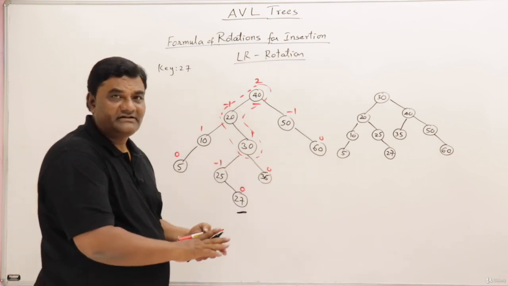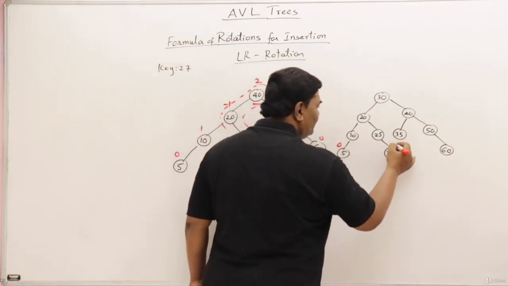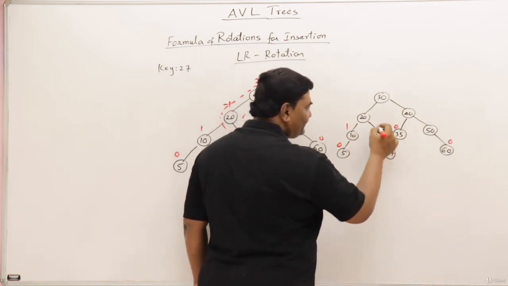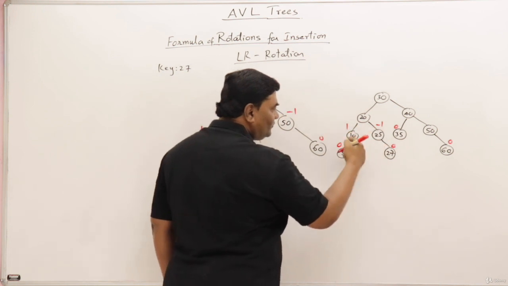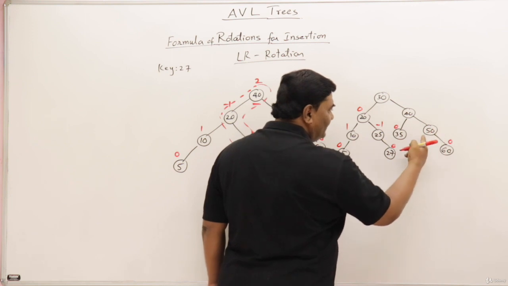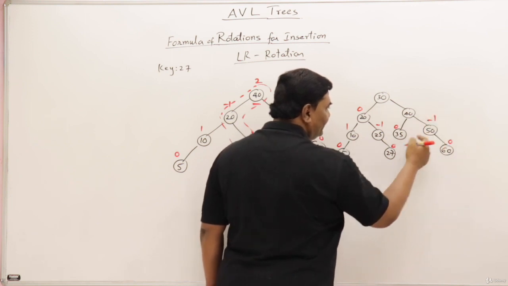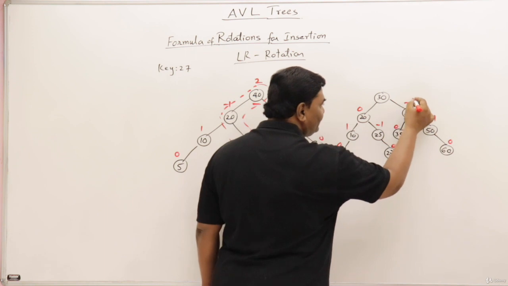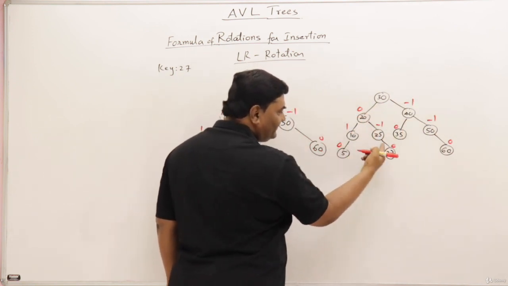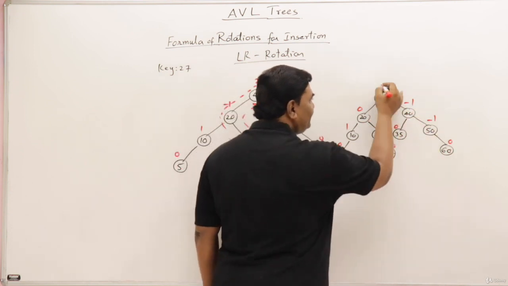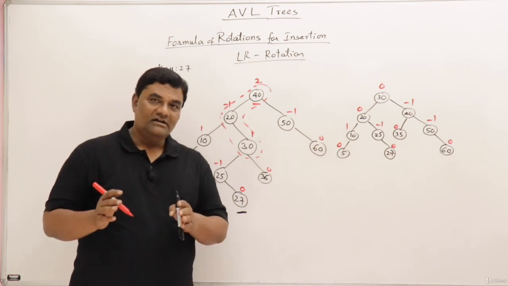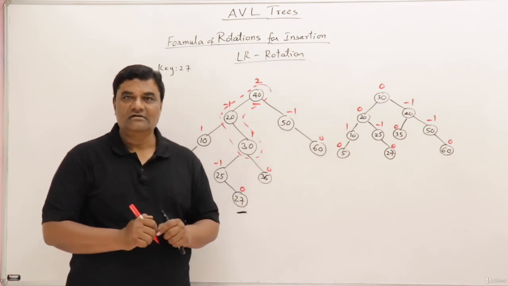Let us check the balance factors and find out. 0, 0, 0, 0. This is 1 minus 0, 1. This is 0 minus 1, minus 1. This is 1, 2, 1, 2. 2 minus 2, 0. This is 0. This is 0 minus 1, minus 1. So this is 1 minus 2, so this is minus 1. This one, 1, 2, 3. Or you come this way also, 1, 2, 3. And 1, 2, 3. 3 minus 3, 0. It is balanced.